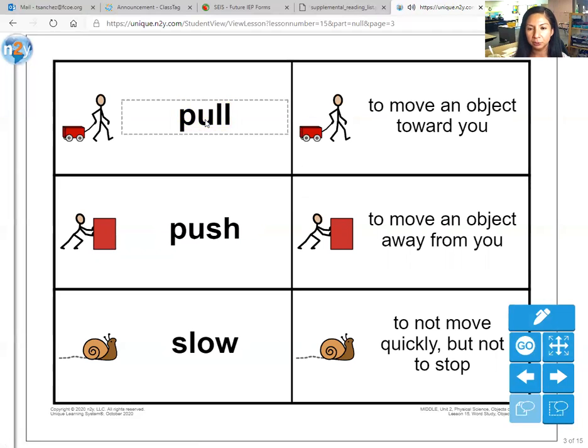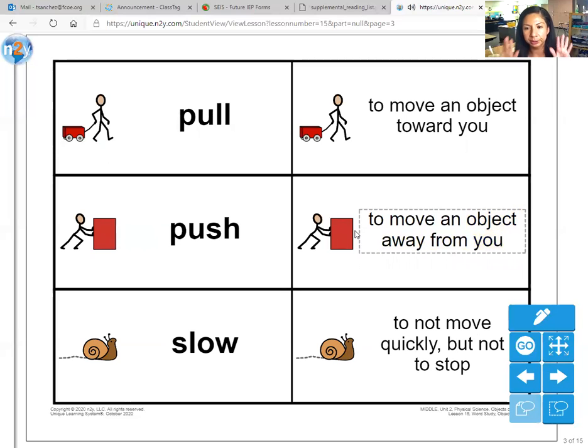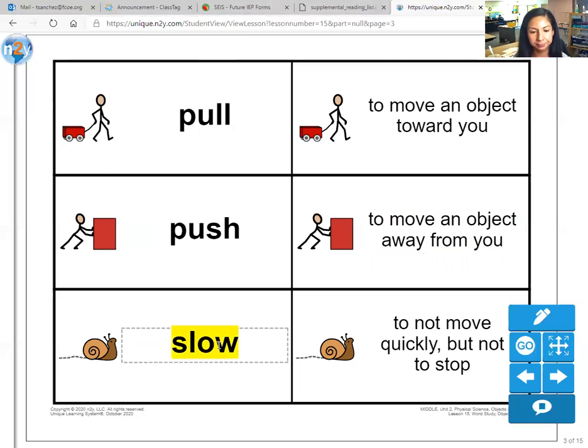Pull. Okay. What is this person doing? Pulling. To move an object toward you. Okay, so he's pulling a wagon toward him. If you go to a door and it says pull, that means you grab the door and you pull it toward you. Okay? Push. To move an object away from you. So pushing means to move something away from you. So pushing somebody away is moving them away. Pushing a door is moving the door away from you.